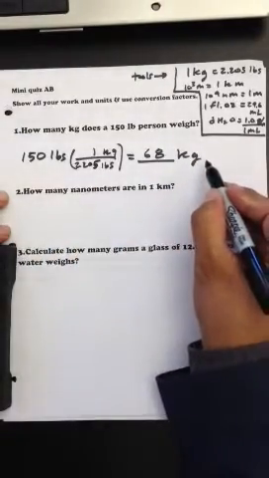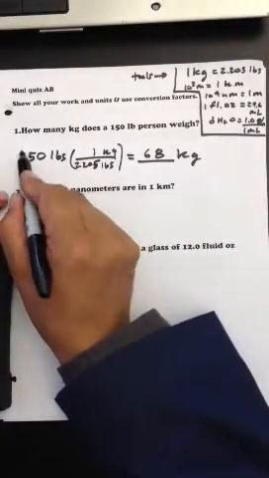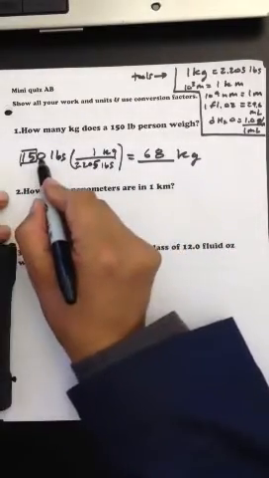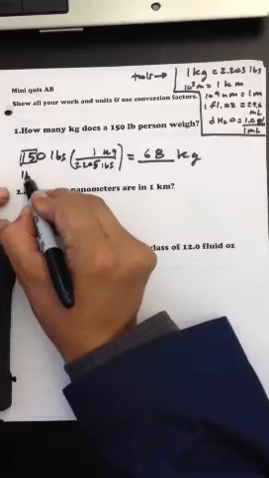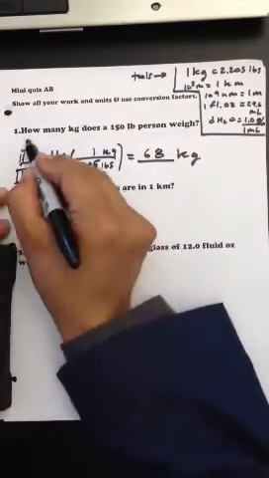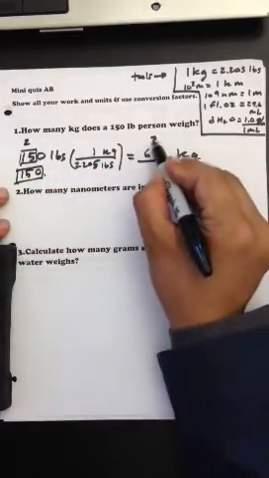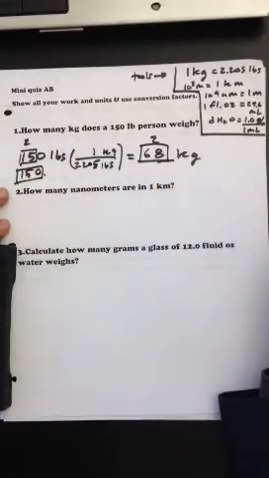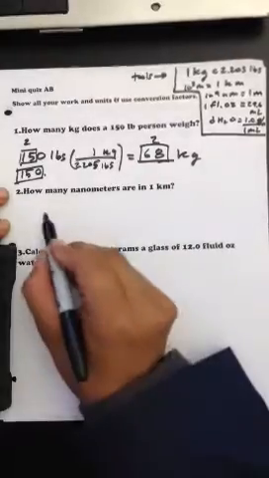You'll probably end up with a longer number, but you need to make sure that your answer has the lowest number of significant digits. This number really has 2 significant digits. This 0 we don't know. If it was 150 point, then we know that it's 3 significant digits. But this is only 2, so our answer has to have 2 significant digits. Okay? There we go. Next one.